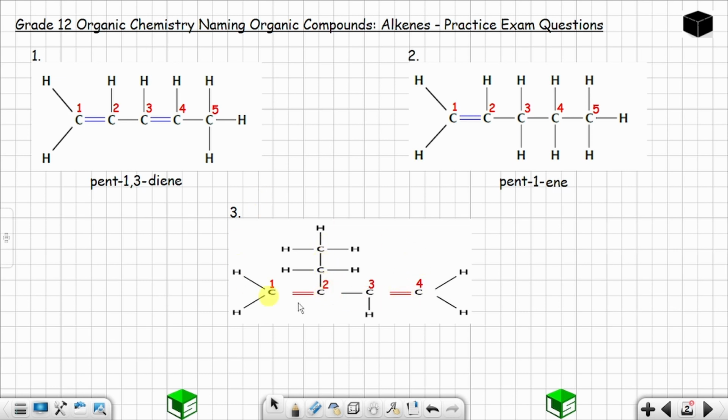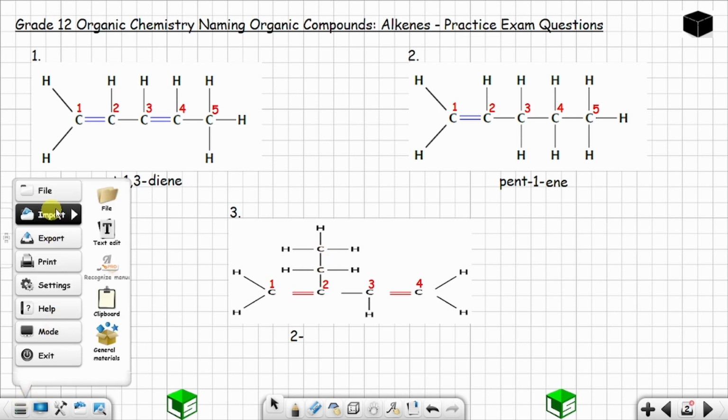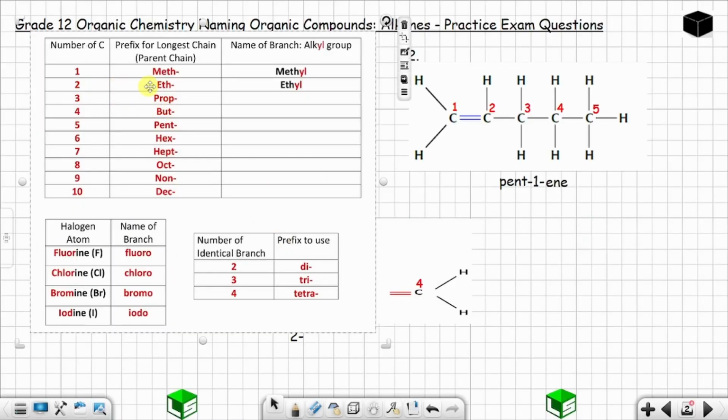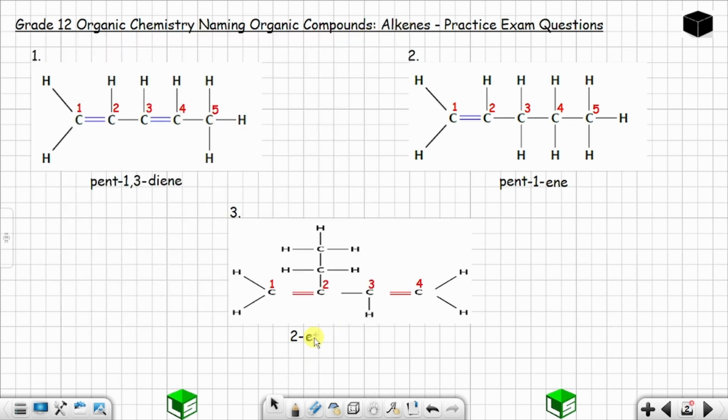Now let's name this organic compound. We first have to start by naming the branch. So the branch is located on carbon number 2. And what is the name of this branch? It is made up of 2 carbon atoms. Remember from the table, when we have the branch with 2 carbon atoms, the name is ethyl, right? So it will be 2-ethyl.